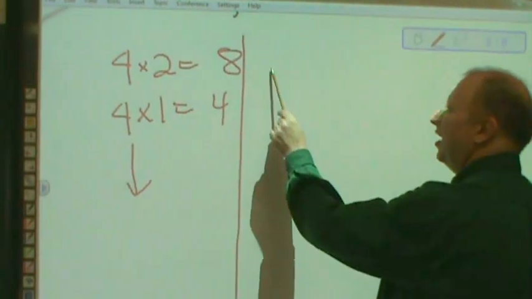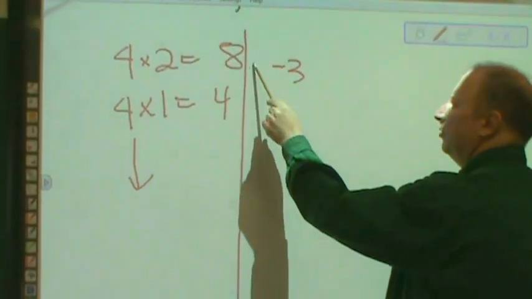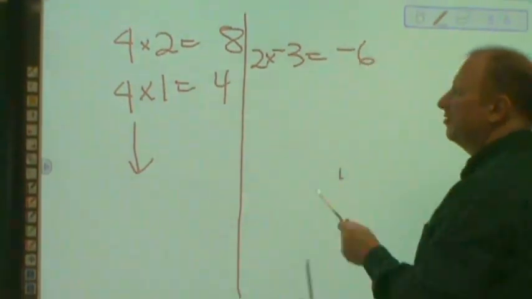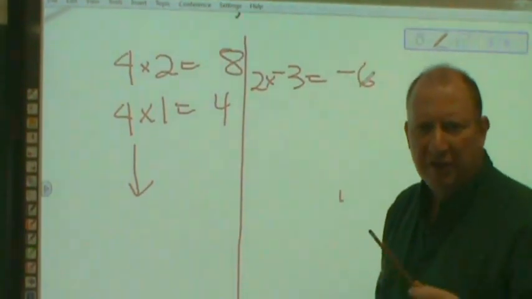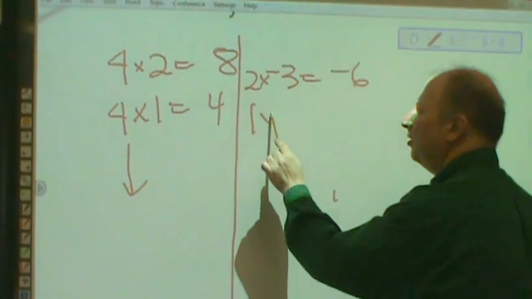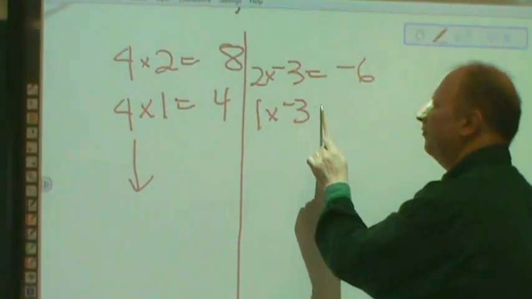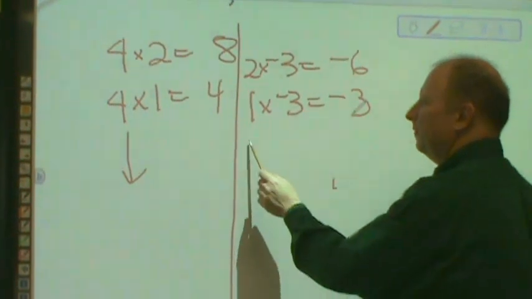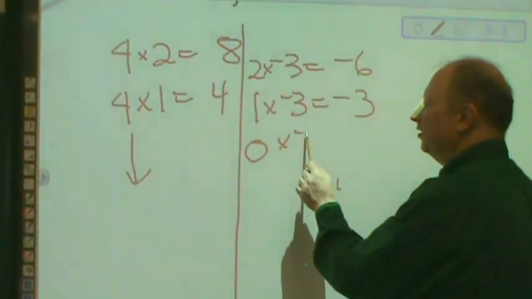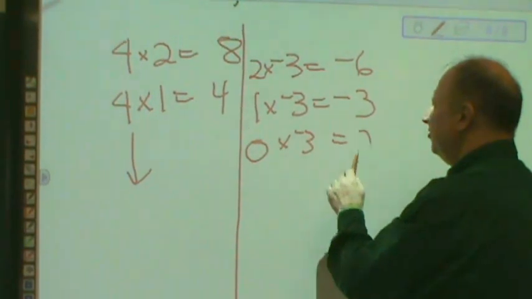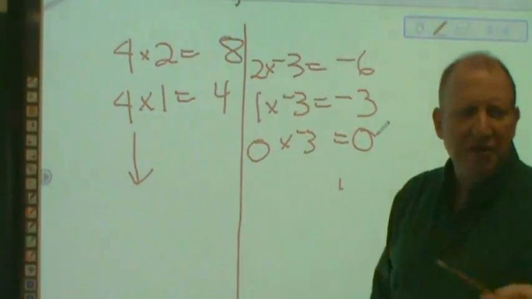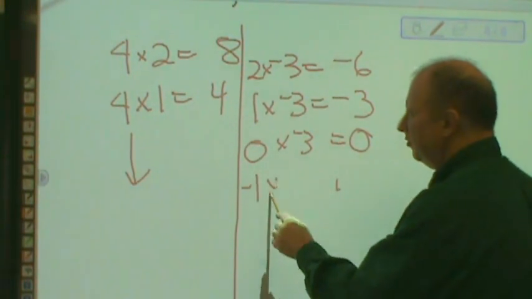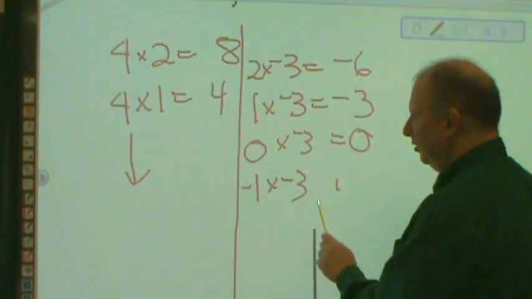Now let's say we had negative 3. 2 times negative 3. Well, we know that's negative 6. 2 groups of 3 red in each group. How about 1 times negative 3? 1 group of 3 red. It's negative 3. How about 0 times anything? Well, that's 0. Now let's look at the next part. Let's see if we can see a pattern here. Negative 1 times negative 3 equals.